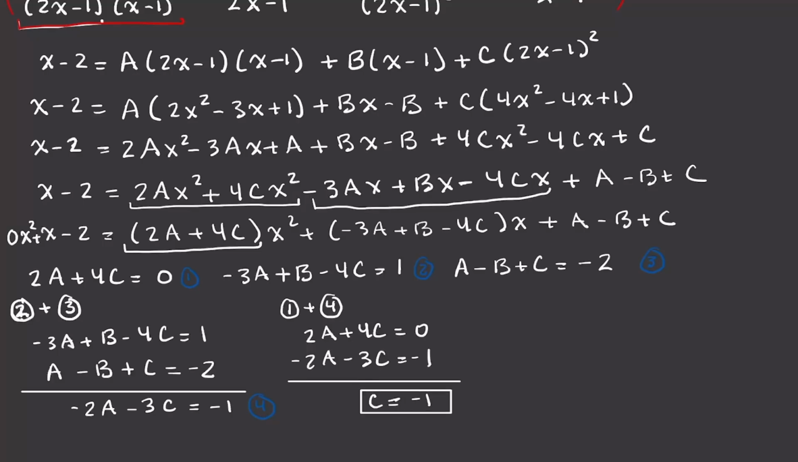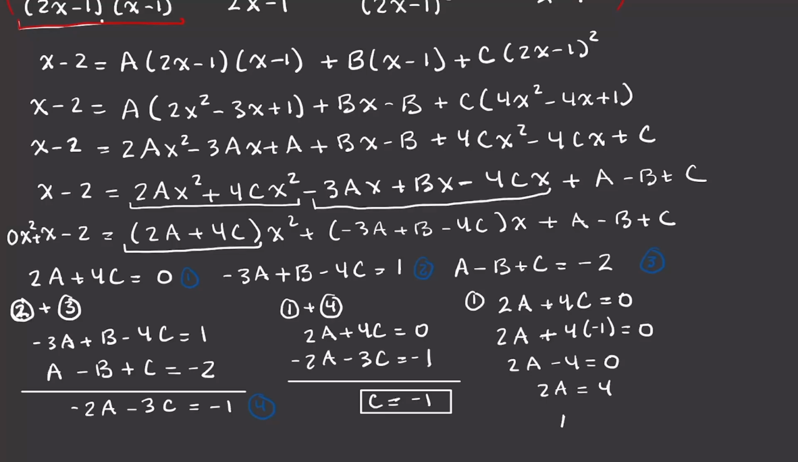Using my c value, I can plug it into either equation 1 or equation 4 to obtain my a value. I will be using equation 1, which is 2a plus 4c is equal to 0. Now I am going to replace c with negative 1 and do the math. So 2a minus 4 is equal to 0, 2a is equal to 4, and a is equal to 2.